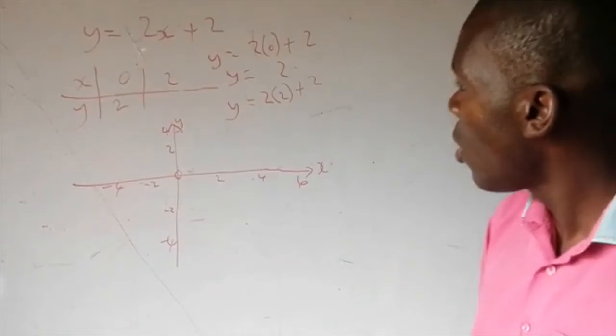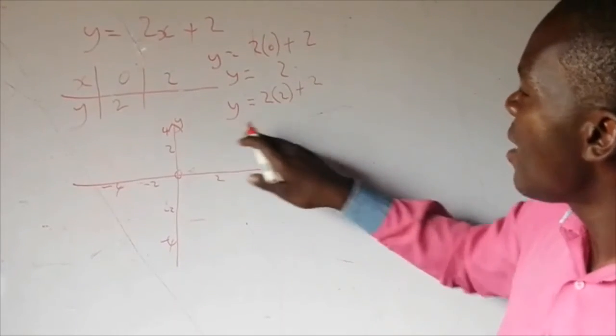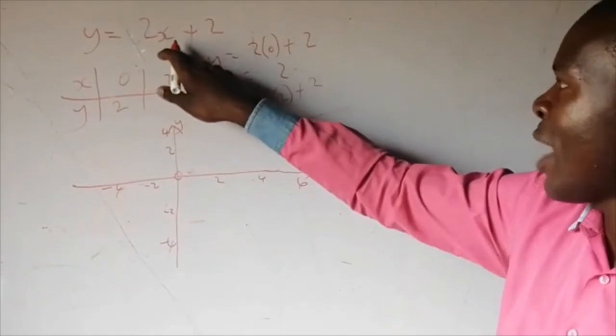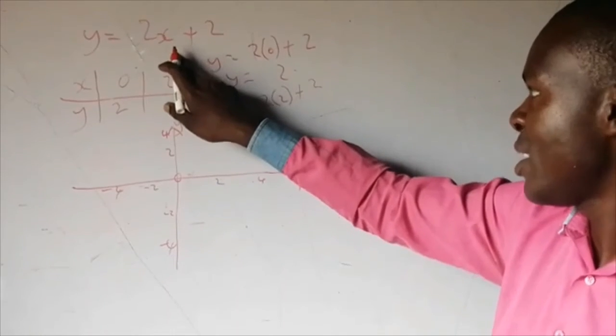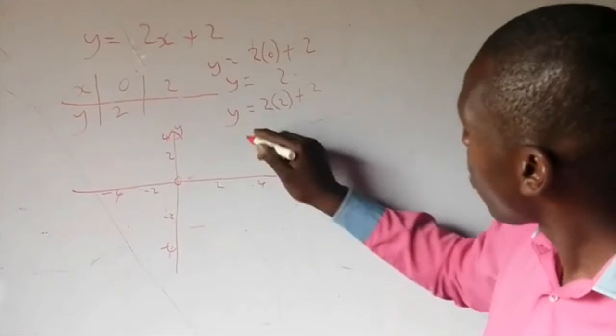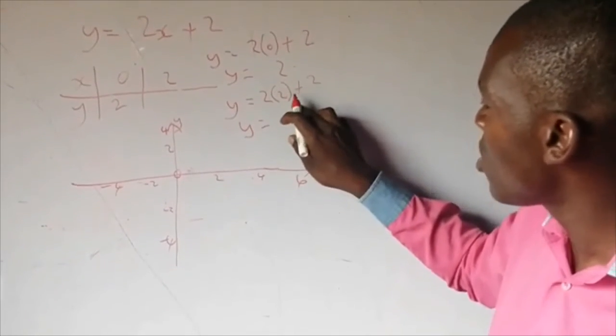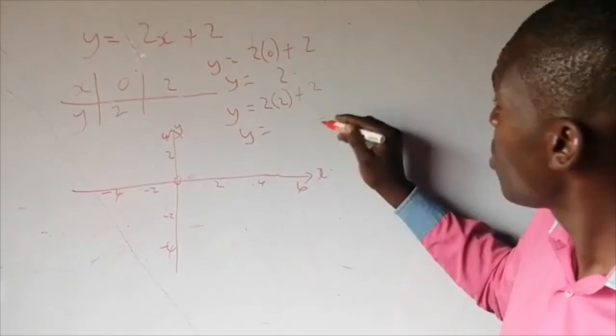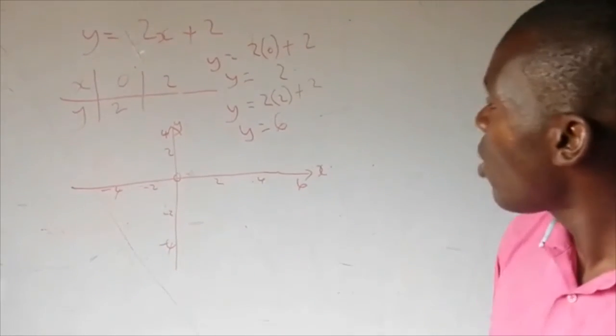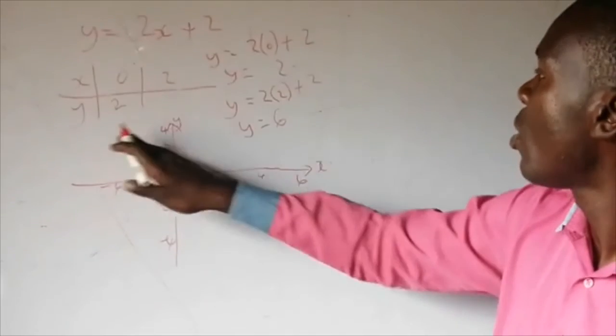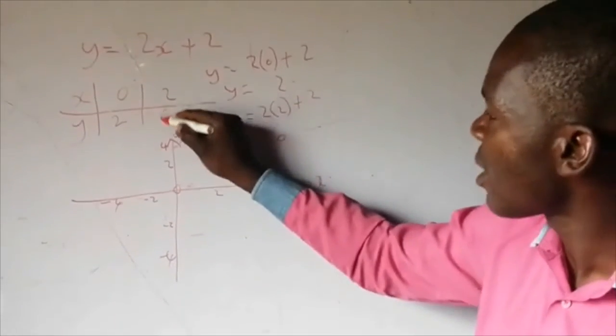Okay, so we can say that when x is equal to 2, according to this function, which is a linear function, y is equal to 2 times 2 is 4. 4 plus 2 is 6. So when x is equal to 2, y is 6.